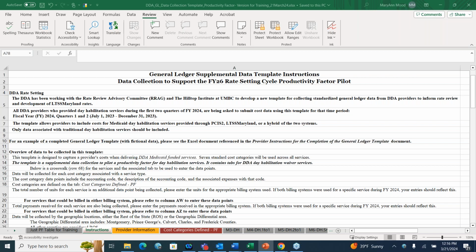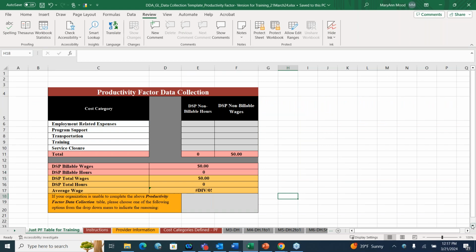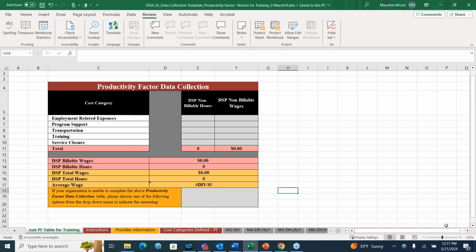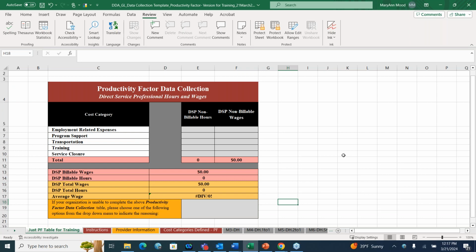We'll go through the productivity factor table, because that's really the biggest difference between the general ledger supplemental data collection template and the regular GL template. So I want to highlight some of those key differences. I'm going to flip tabs so you can be looking at the productivity factor data collection table that we will be referring to frequently throughout this training. This is the primary difference between the GL data collection template and the supplemental template.